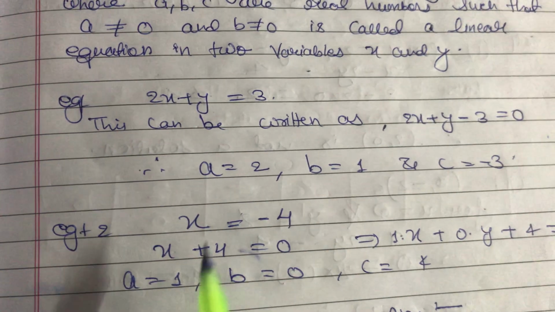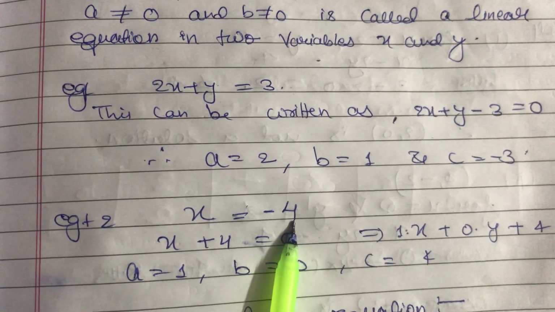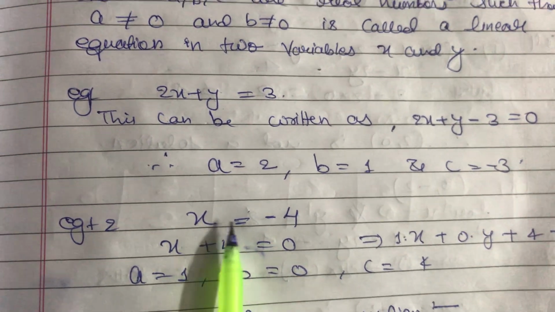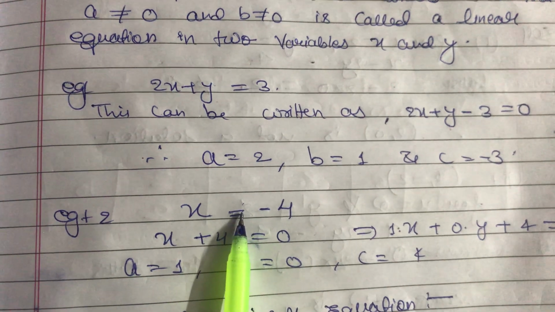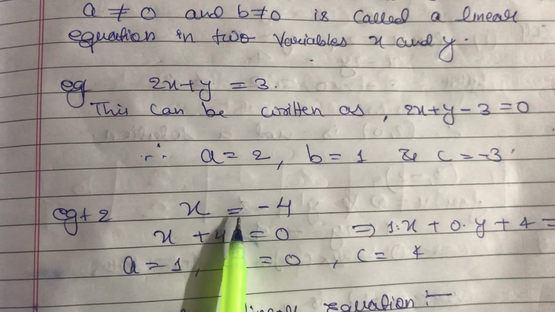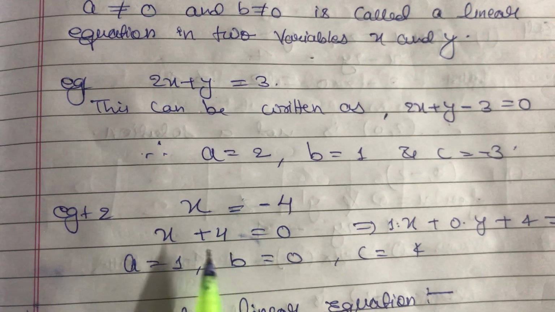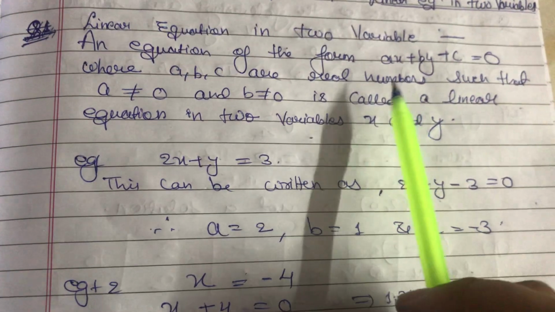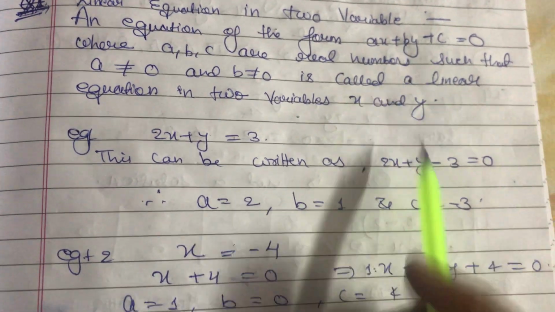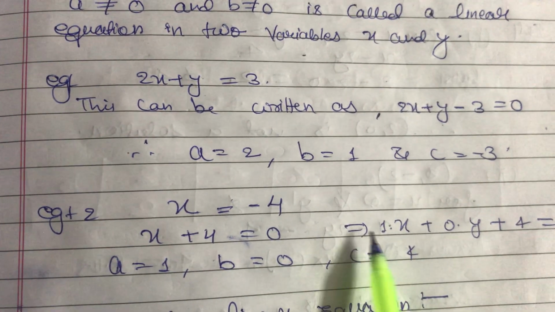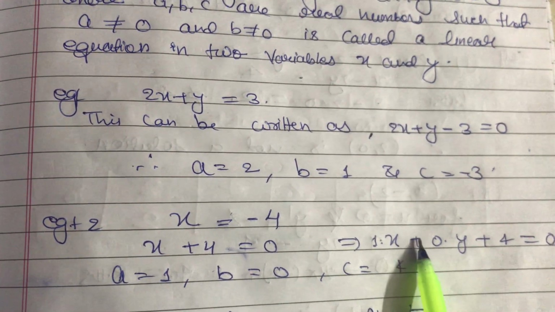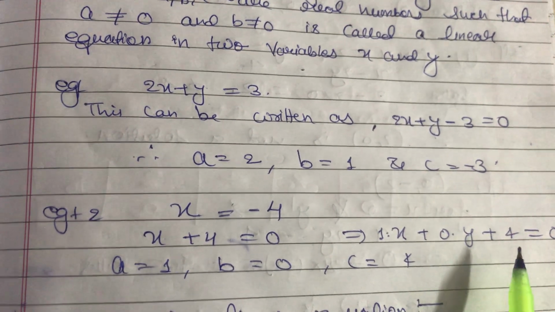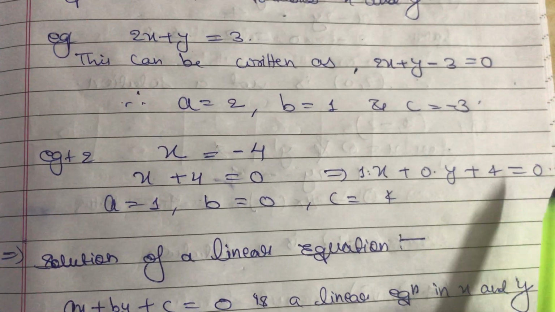Let's see another example. x equals to minus 4. Here you will say that there is only one variable. Absolutely right. So if I want to write it in the standard form, can I write that x, if I shift this 4 to that side, it will become x plus 4 equals to 0. Now talking about the coefficients, what are a and b over here? If I talk about the coefficients here, I can write x as 1 into x plus, we don't have y over here, so I can write 0 into y, and plus 4, which will be equal to 0, right?